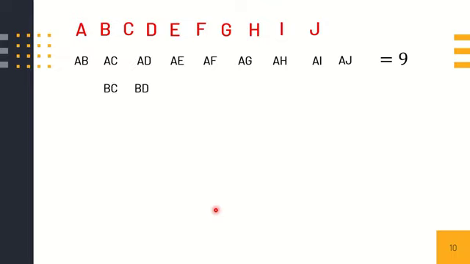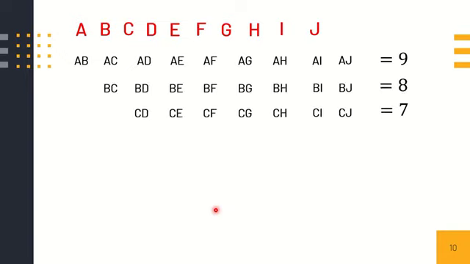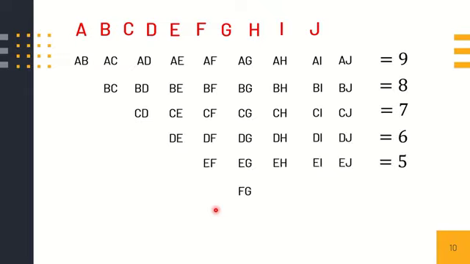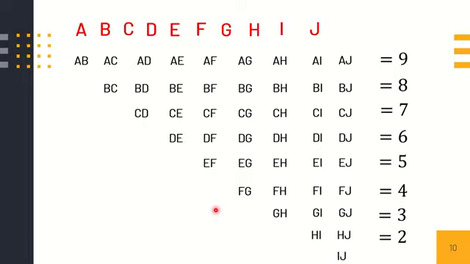Okay, so in the first row we have 9 games. In the second row we have 8 games, 7 games in the third row, 6 games in the fourth row, 5 games in the fifth row, and 4 games in the sixth row. In the seventh row we have 3 games, and in the eighth row we have 2 games, and 1 game for the ninth row. So if we're going to add this, it is 45.